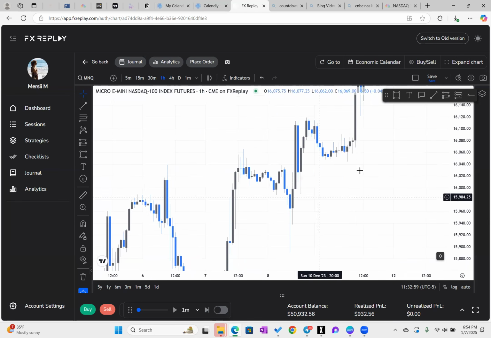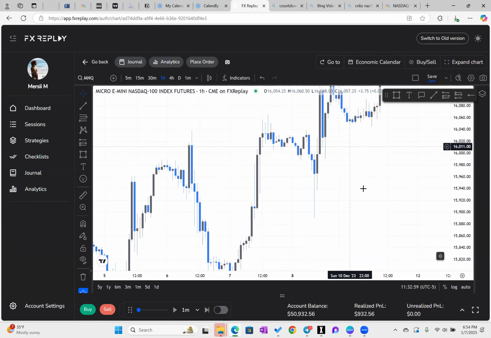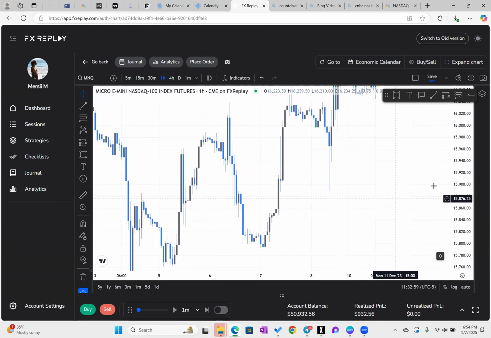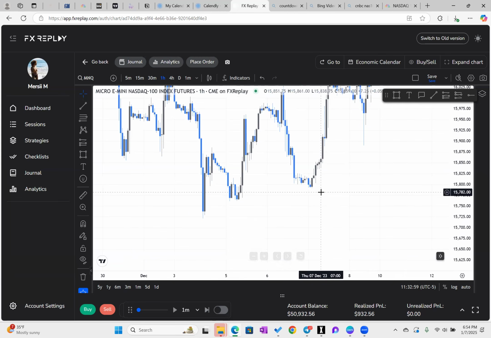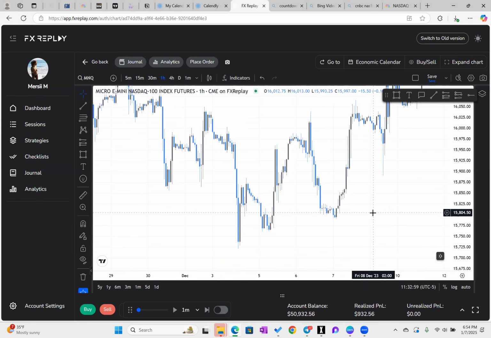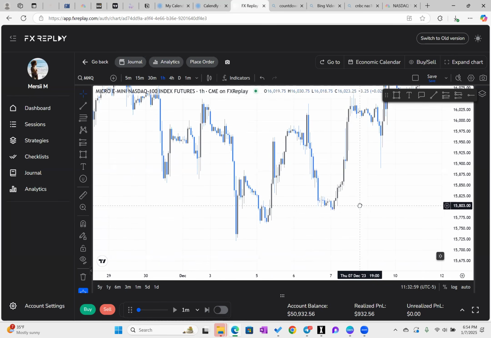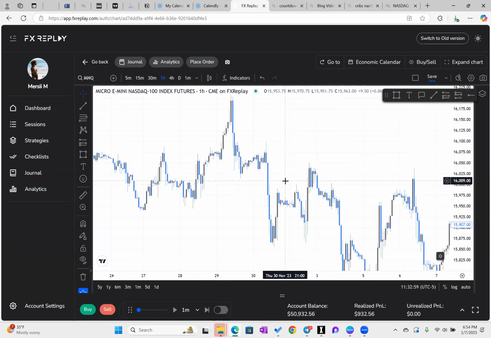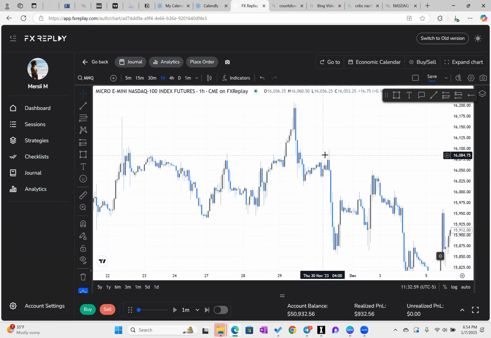So if we put all that I just put together into one, this is how it would work. So let's see. Let me find one that has all the confluences together.